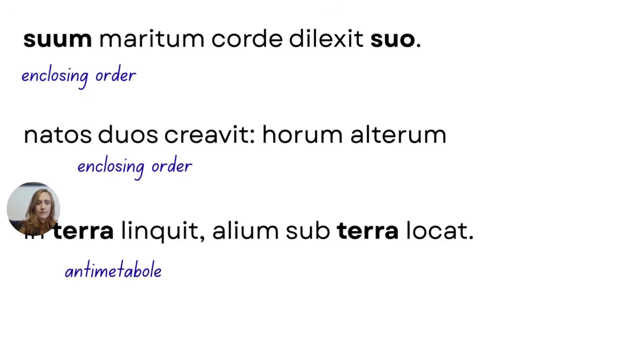Okay. If we look at the next part, we have enclosing order. That means that suum begins the line, it also ends the line. Suum and suo, her husband and her heart. So it's like containing this idea, it's very bound up together. She loved her husband with all of her heart. That repetition suggests she's really given herself to this marriage.